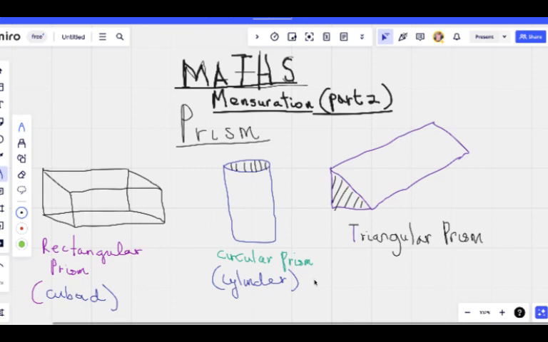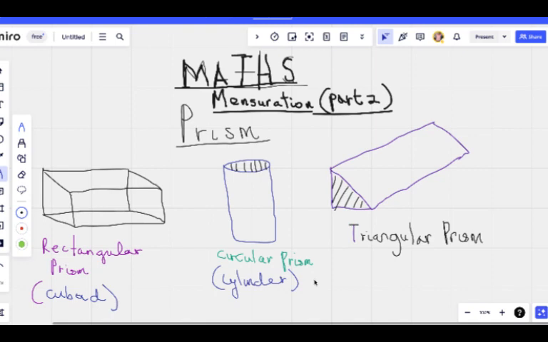Today we'll be looking at mensuration part 2. We've looked at part 1 before. In part 1, we looked at the cylinder, its total surface area and volume. We also looked at the cuboid and the cube, their total surface areas and volumes. So these are the 3 parts of mensuration we looked at in our previous part 1 video.